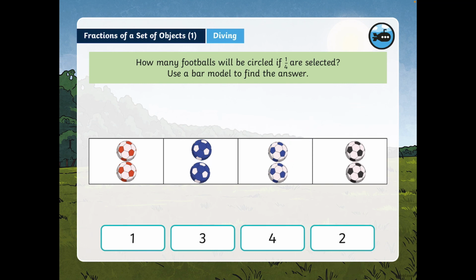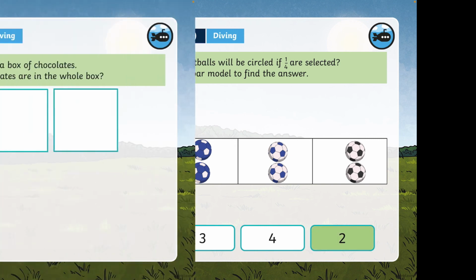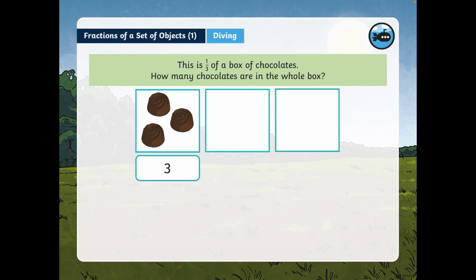Great! Now I know that a quarter of 8 is 2. I've proved it. This is 1/3 of a box of chocolates. How many chocolates are in the whole box?